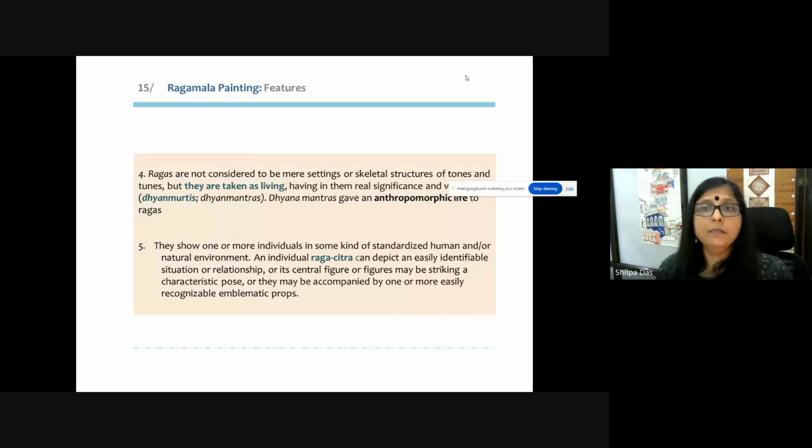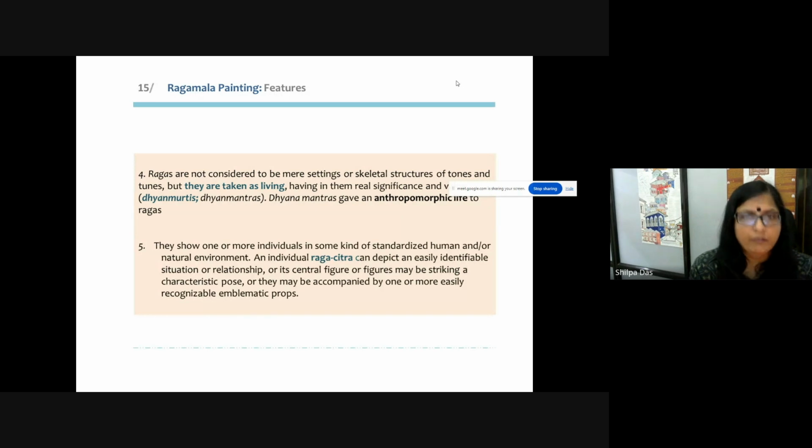So the dhyana mantras help these artists to give a human attribute to the ragas. They also show that each raga or ragini is standardized in some way, or there is a natural environment or setting in which you will find them, which is very easily identifiable once you familiarize yourself with the raga chitra of that particular raga or ragini.